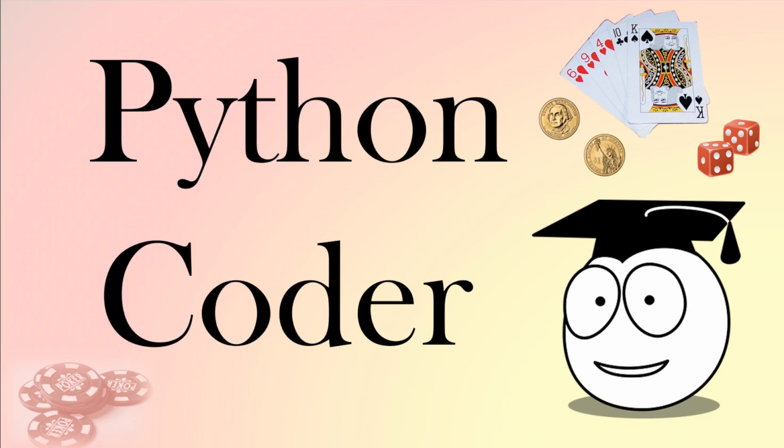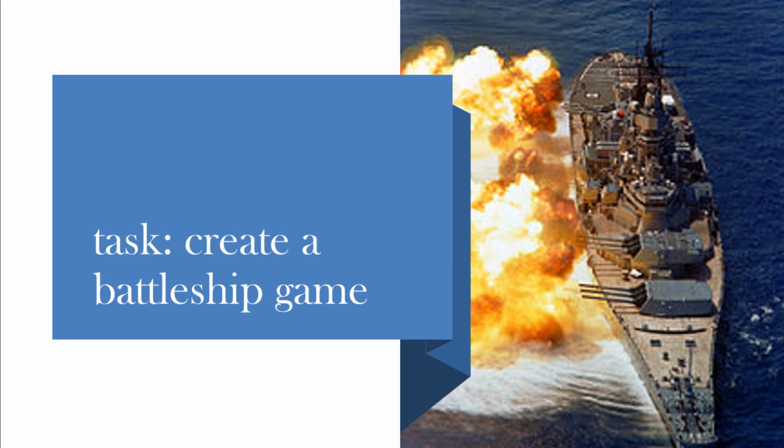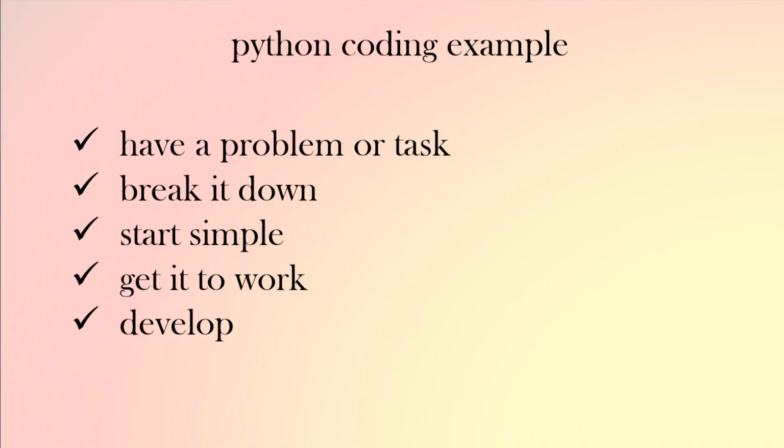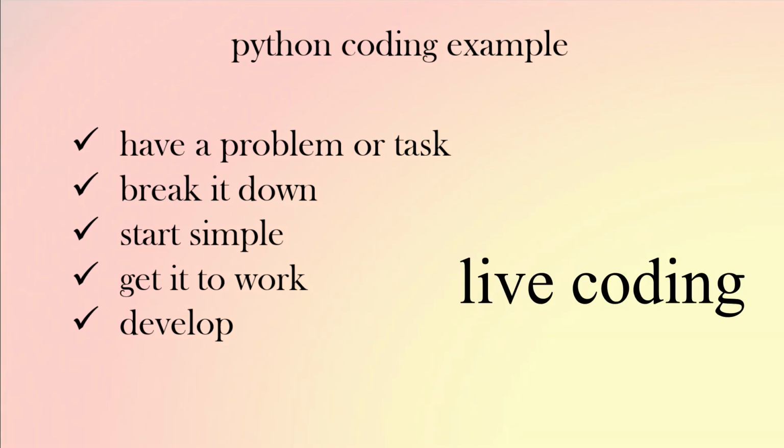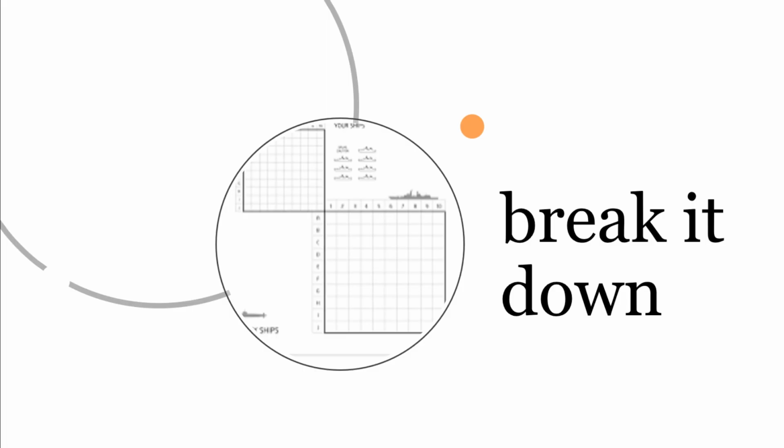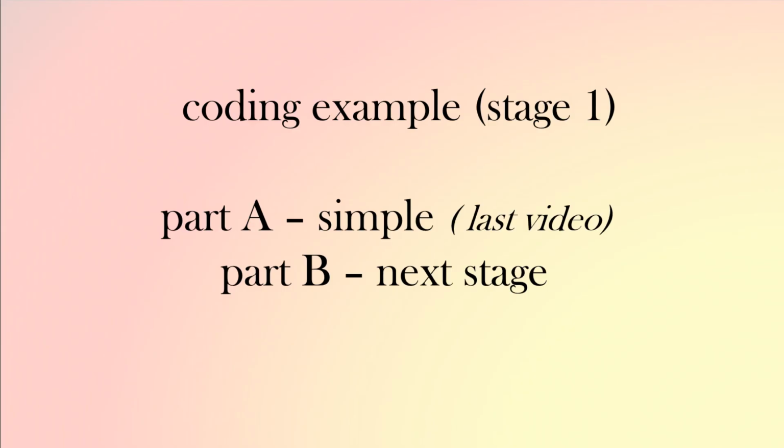Let's continue with our Python coding example. Our task is to create a battleship game. Now, in this example, we've already started with quite simple printing of the board, and that worked in the last video. Now we're going to develop on that. So we broke the problem down, and now we're moving on to the next stage, part B.